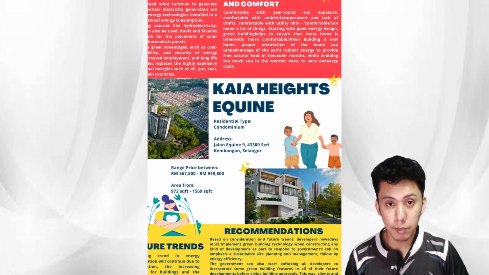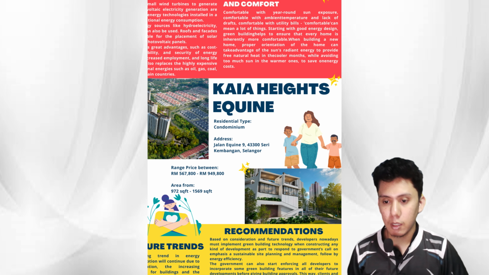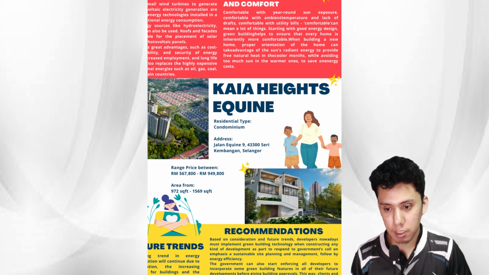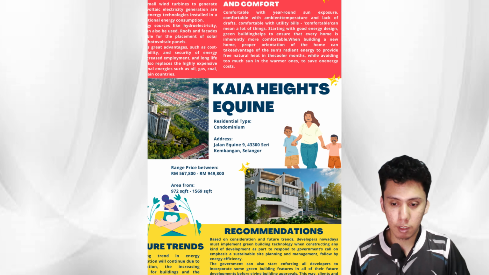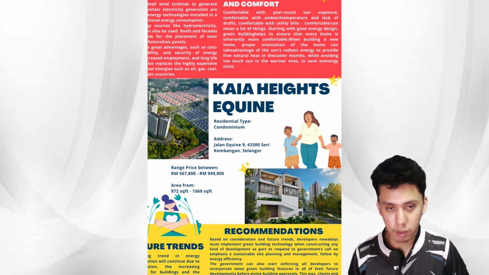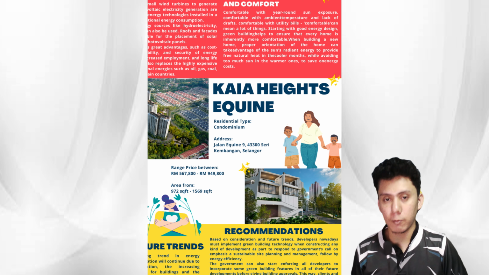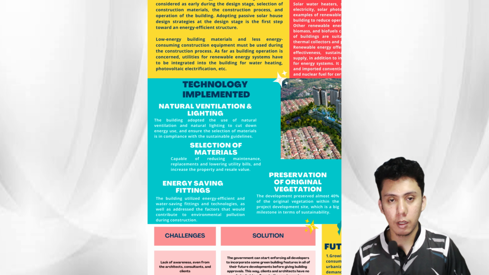Here is an example that I found using an energy efficient building. The project is Kaya Heights Equine. It is a condominium residential at Seri Kembangan, Selangor. The price ranges from 560,000 ringgit to nearly 1 million ringgit per unit, and the area is 970 square feet to 1,500 square feet per unit.